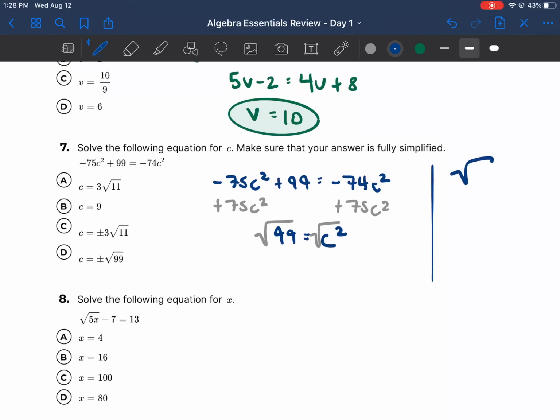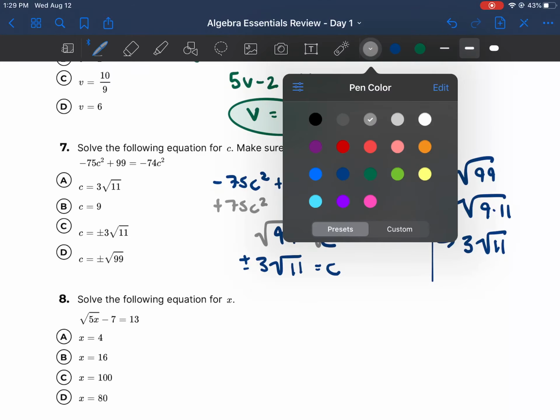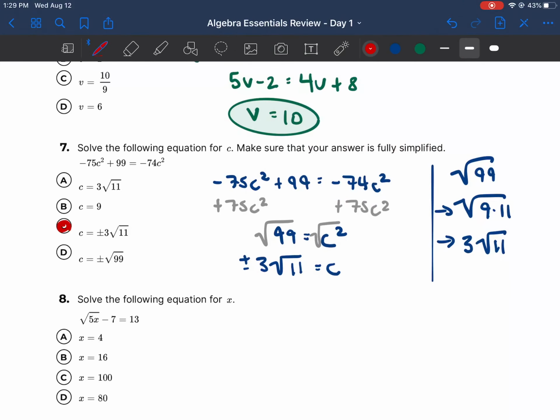So square root of 99, well, 99 is simply 9 times 11. And we know that the square root of 9 is 3, so this would be 3 square root of 11. So we know that we can simplify square root of 99 to plus or minus 3 square root of 11. And the square root of c squared, well, the square root and the power of 2 eliminate each other, and we're just left with c. So c is plus or minus 3 square root of 11, which would be c.